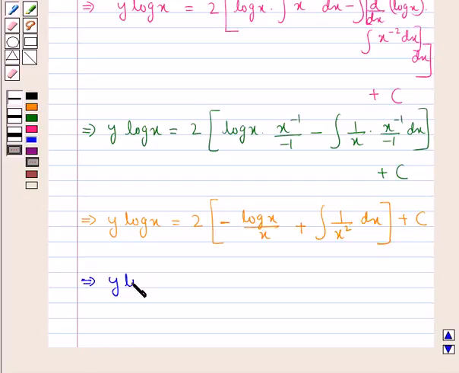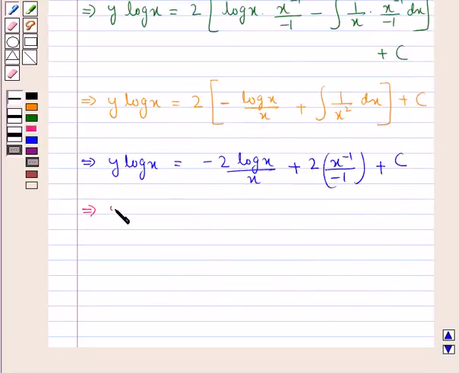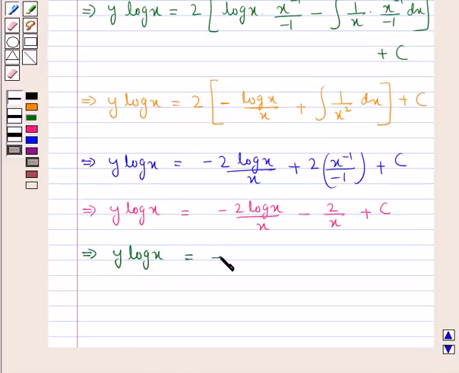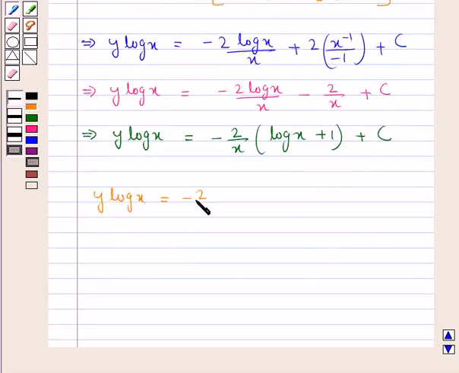Now next we have y into log x is equal to minus 2 log x upon x plus 2 into integral of 1 upon x square dx, which is x to the power of minus 1 upon minus 1, plus the constant of integration c. So we now have y into log x is equal to minus 2 log x upon x minus 2 upon x plus c. This further gives us y into log x is equal to minus 2 upon x into log x plus 1, the whole plus constant of integration c.